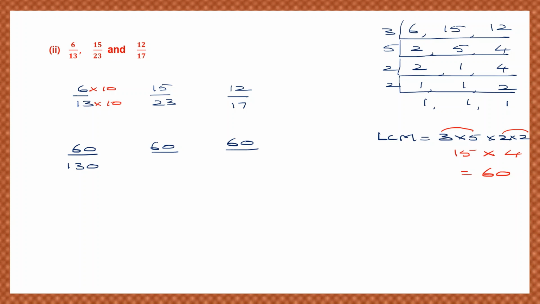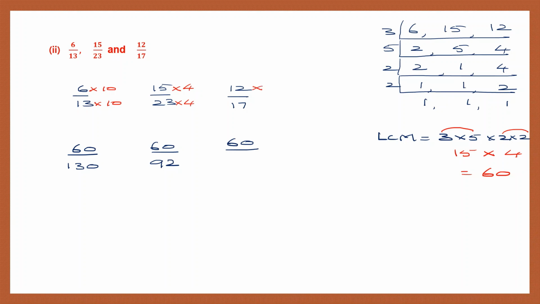Now let's go to the second numerator. Second numerator is 15. 15 into what is 60? 15 4s are 60. So multiply 23 by 4. Let's multiply 23 by 4 and see what we get. 4 3s are 12, carry 1. 4 2s are 8 plus 1, 9. So we get 92. So the second denominator is 92. In the third fraction, the numerator is 12.